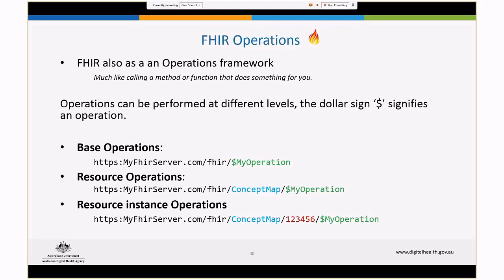So we can have at the base, we can have operations on top of a resource type. So the FHIR server concept map will have the operations that you can apply to concept maps. And then the last place is on an instance. So not just generically across concept maps, but this particular concept map, the one with the identifier 1, 2, 3, 4, 5, 6. So operations live at those 3 different levels, depending on the context of the operation.